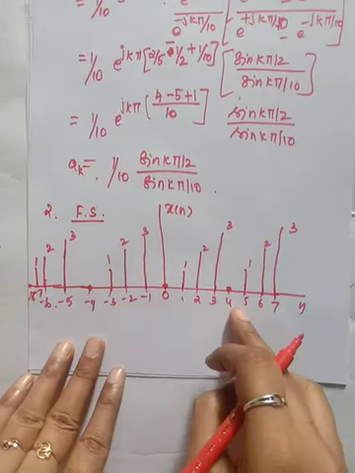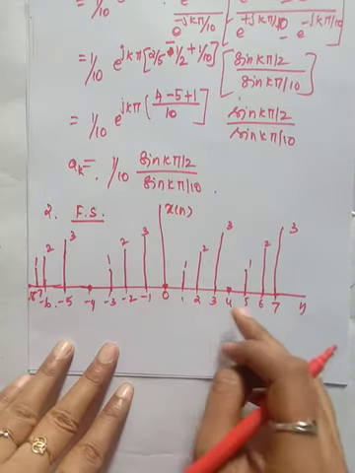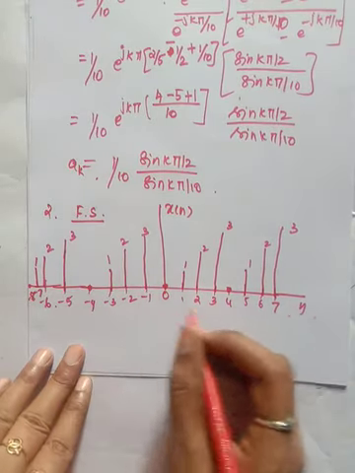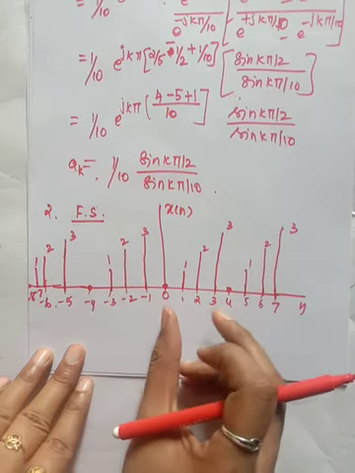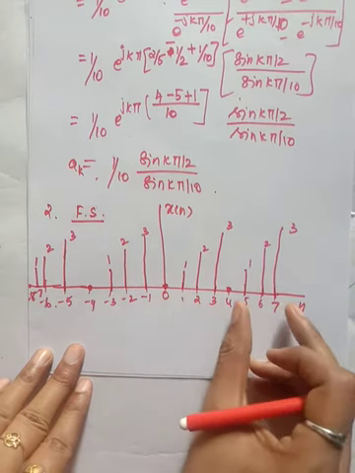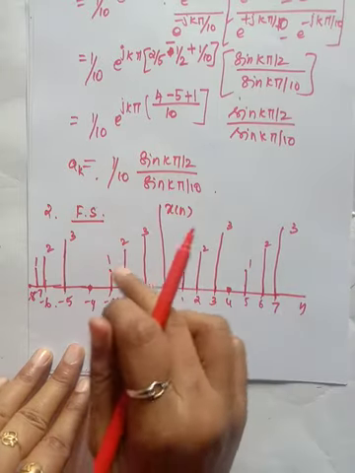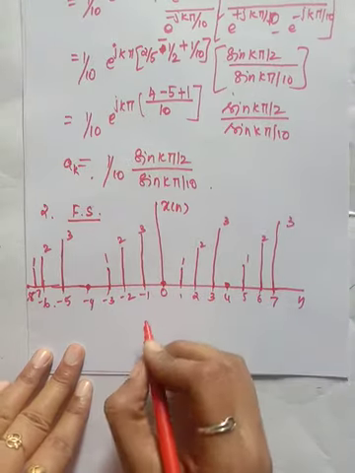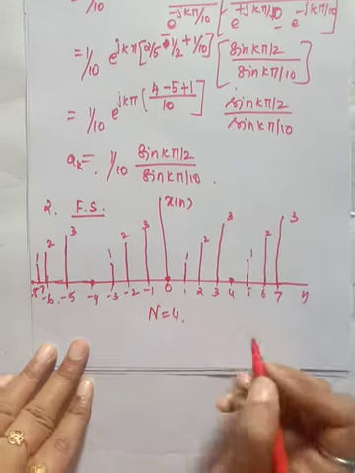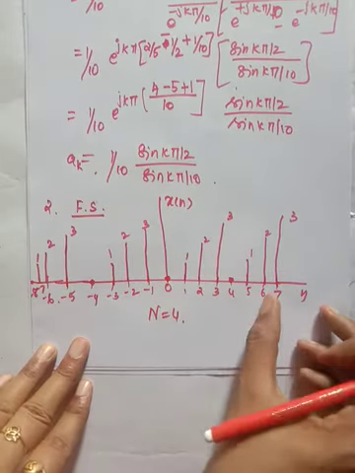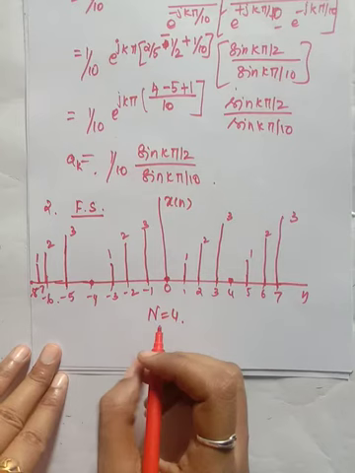Now consider this problem. Here we are going to find out the Fourier series coefficient for this. Now consider the periodicity. Here the signal is getting repeated: 0, 1, 2, 3, 0, 1, 2, 3, 0, 1, 2, 3. The signal is getting repeated. So here N is equal to 4. So this 4-term pattern is repeating. Okay, so here N is equal to 4.